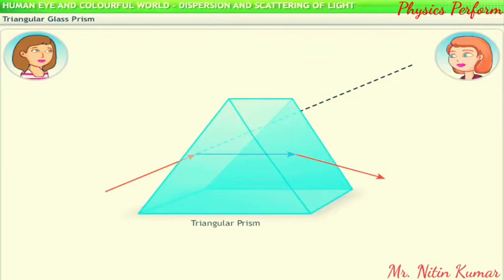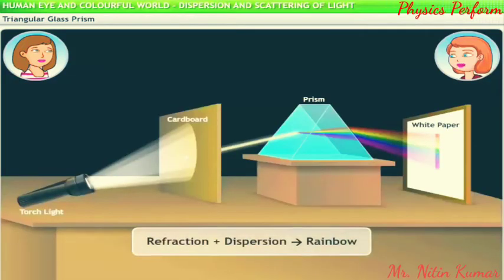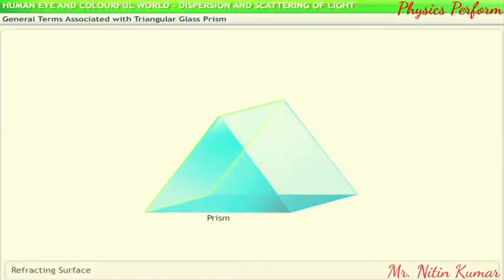Wow! I can see how the emergent ray is emerging at a different angle altogether now. Yes, the shape of the prism impacts the way the incident ray refracts. The formation of a rainbow is a combined effect of refraction and another phenomenon called dispersion. Let's begin with refraction and review the general terms associated with the triangular glass prism.